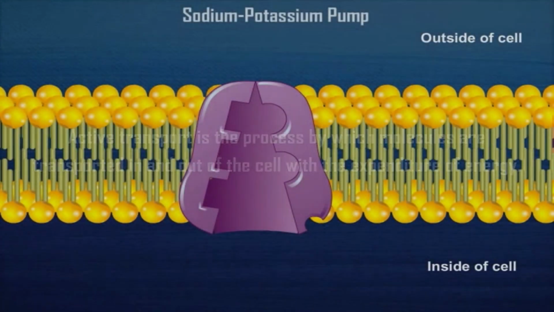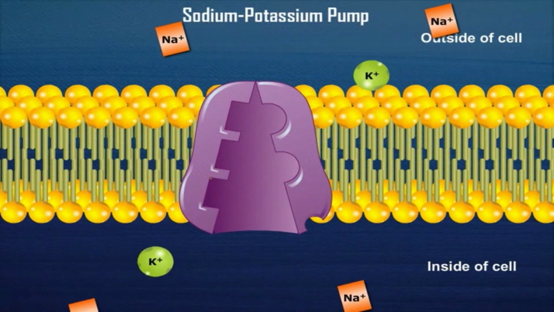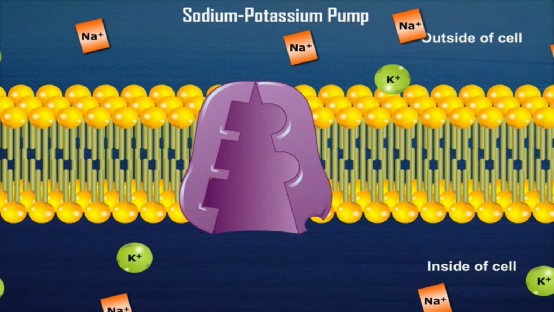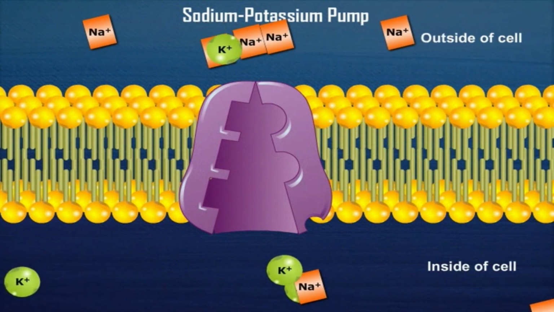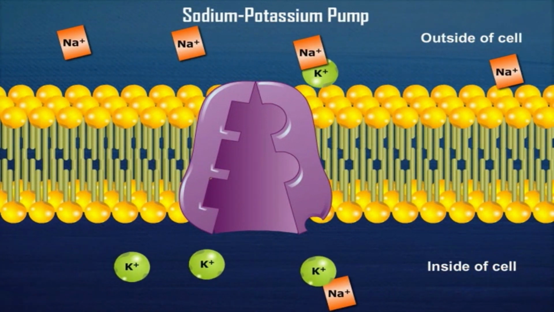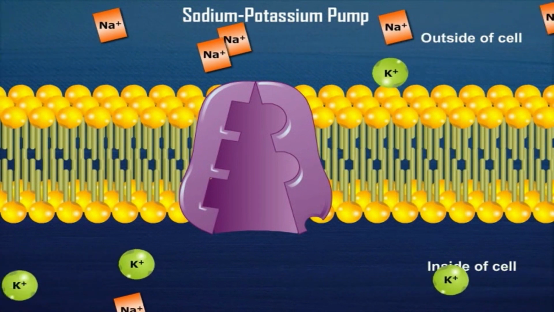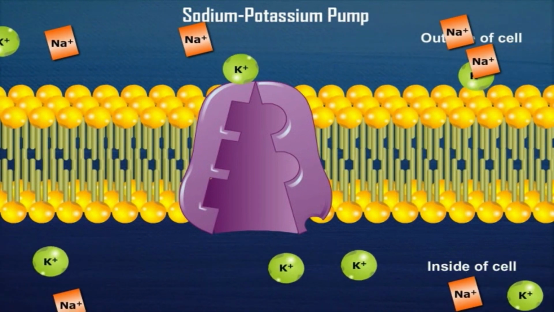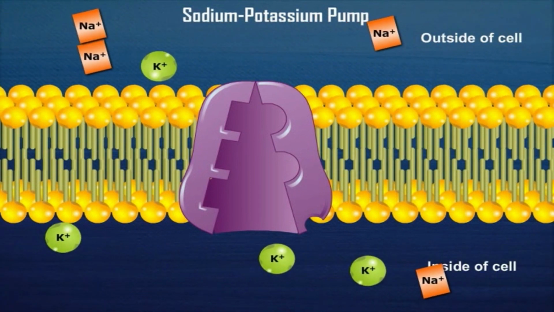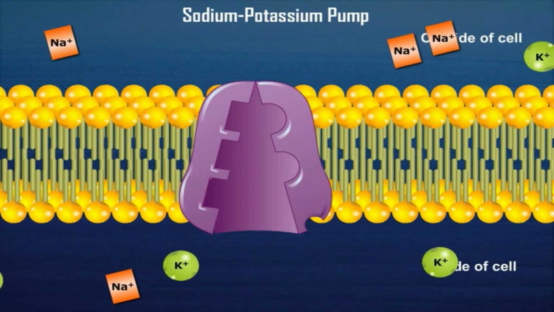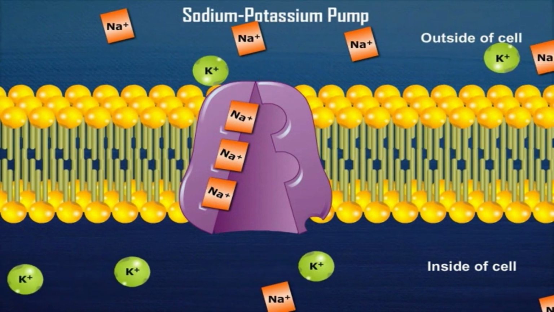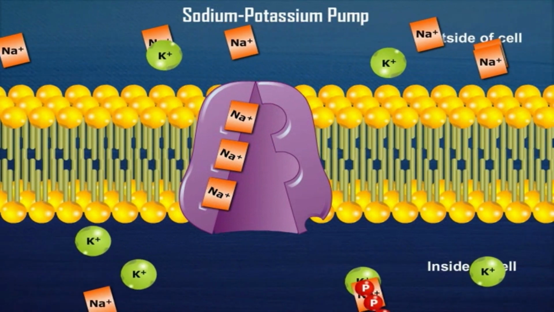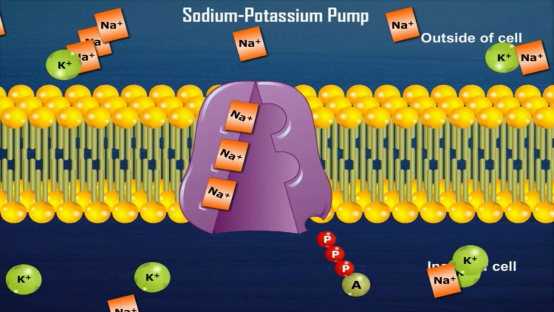Let us take the example of sodium-potassium pumps operating in the cell to better understand this mechanism. Sodium and potassium ions are transported by special transmembrane protein channels. This protein in its original state has high affinity for sodium ions. 3 sodium ions attach themselves to this protein, and an ATP provides the energy to drive this process.